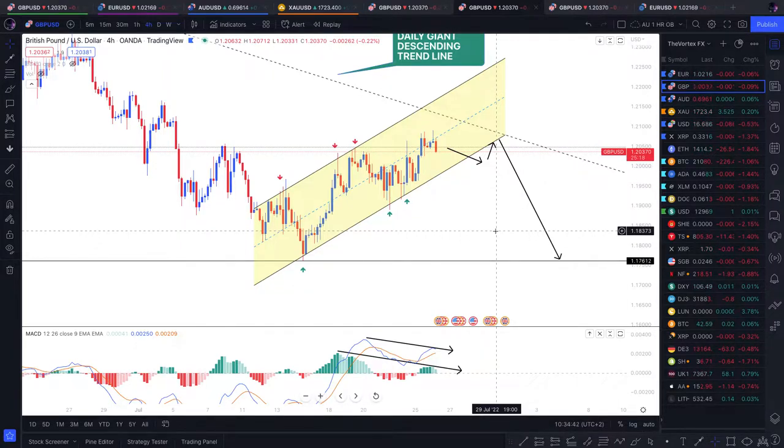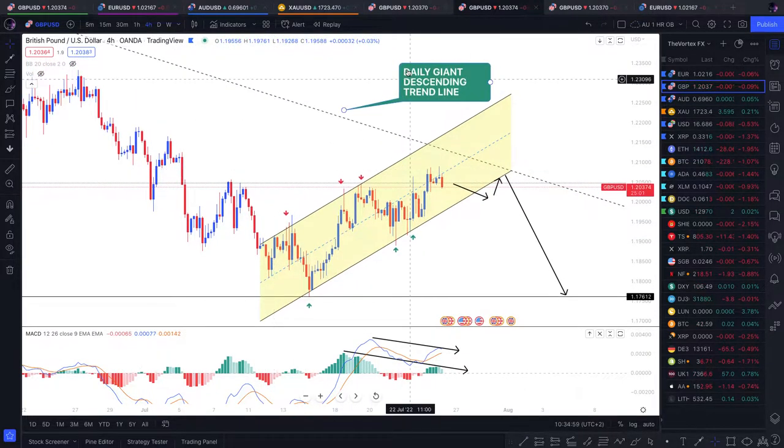It could take some time to play out. We don't know whether this is exactly what price is going to do. But because I see this channel, whenever I see a channel, those are the types of setups that I like to look out for. Now, this dotted line above is a daily giant descending trend line.